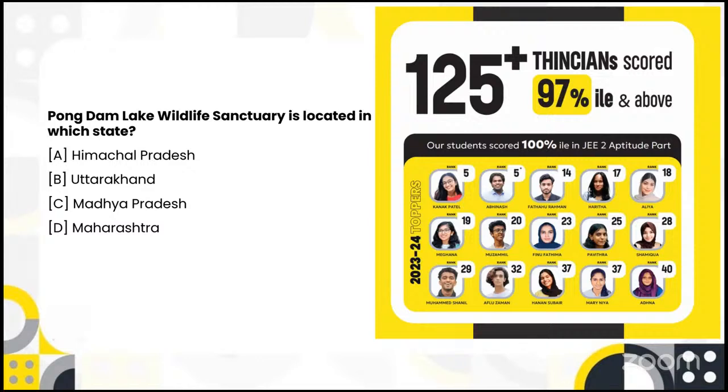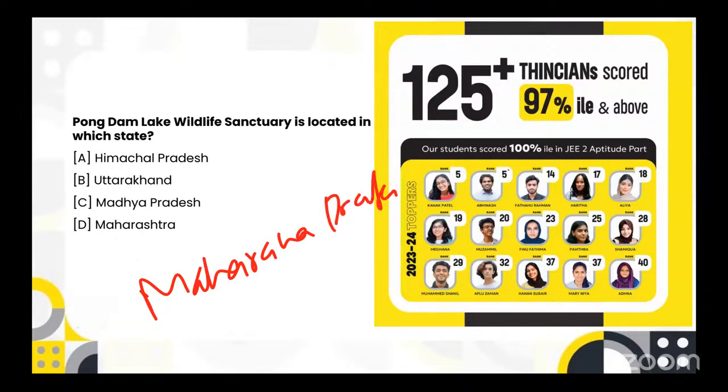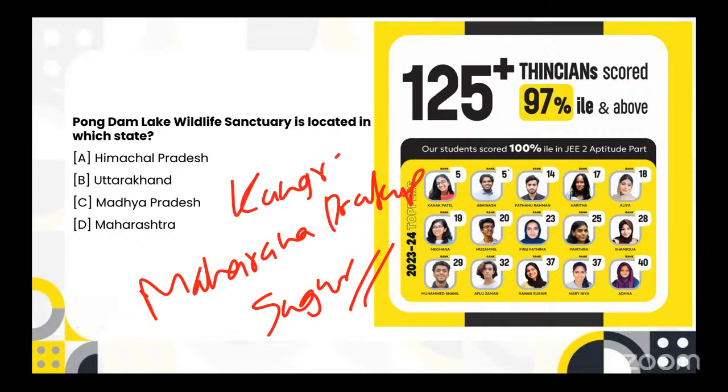Okay, so what is the significance here is there is a dam, that is Maharana Pratap Sagar Dam. It's actually a man-made reservoir on the Beas River. Okay, so Beas River is in the Kangra region. Kangra region of which state? Himachal Pradesh. Okay, so the correct answer is A, Himachal Pradesh. Okay, all right. Next one.